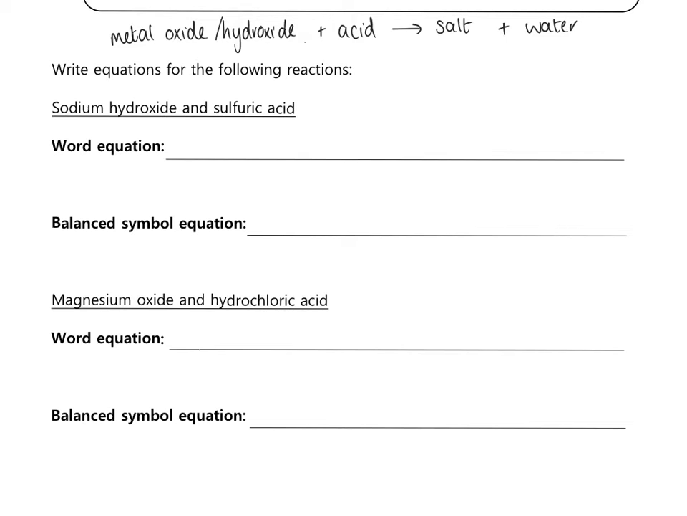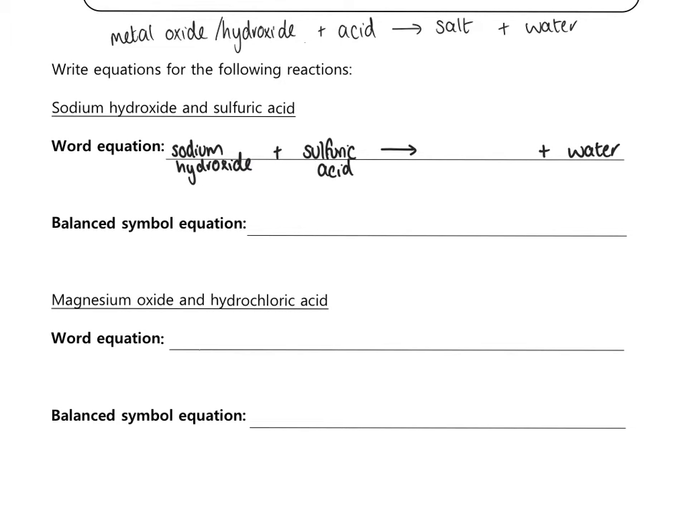So the first step in this is to always write your word equation. Never try to just jump straight to the balanced symbol equation. So with sodium hydroxide and sulfuric acid, first of all, we can write the left-hand side of our word equation very easily. I'm going to write it underneath this just so I have room. Sodium hydroxide plus sulfuric acid reacts to give me my salt, which we'll name in a second, plus water.